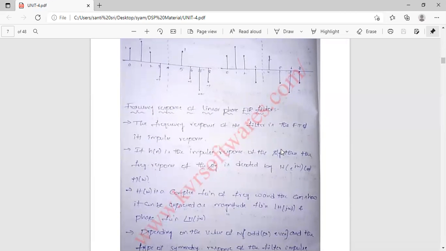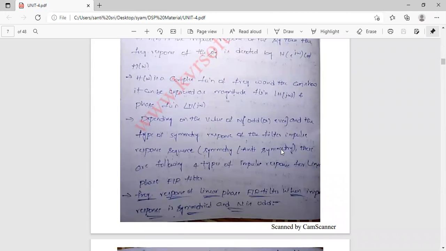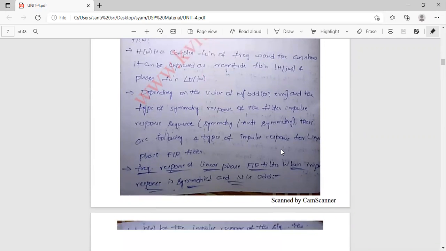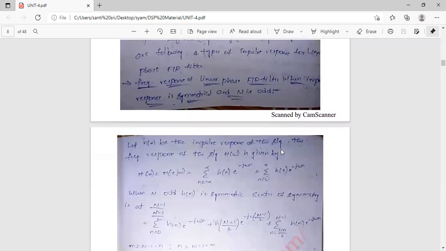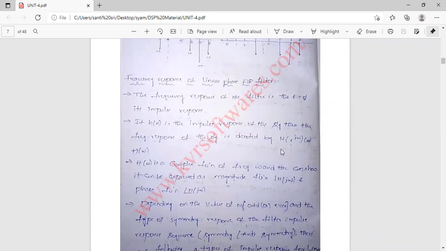So you see the frequency response of the linear phase FIR filters. First of all, we see the frequency response of linear phase FIR. Okay. So the frequency response of the filter is the Fourier transform of its impulse response.